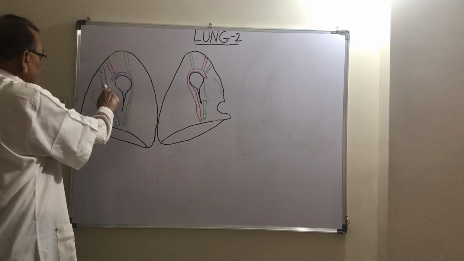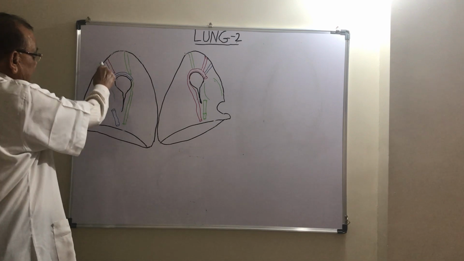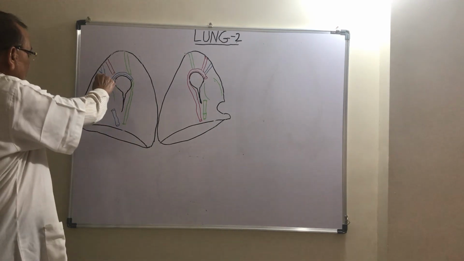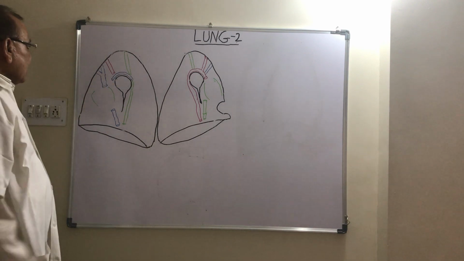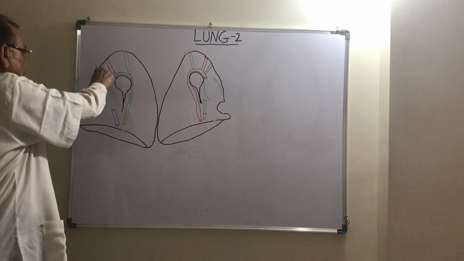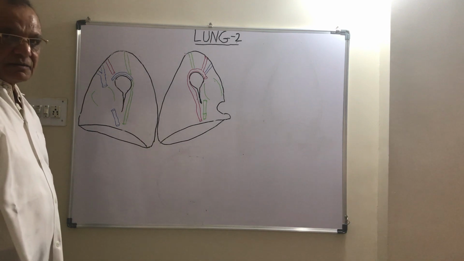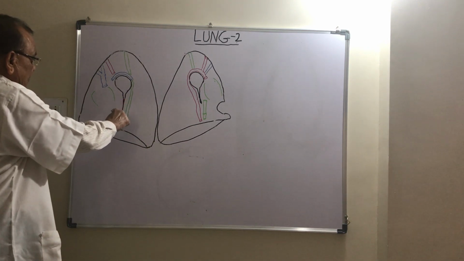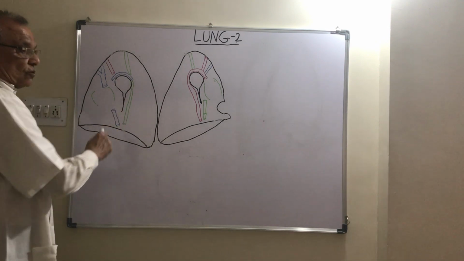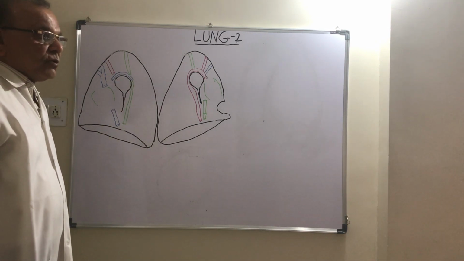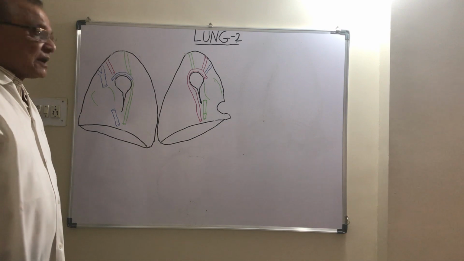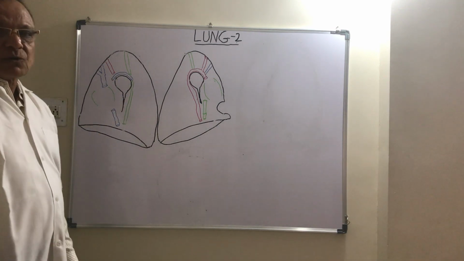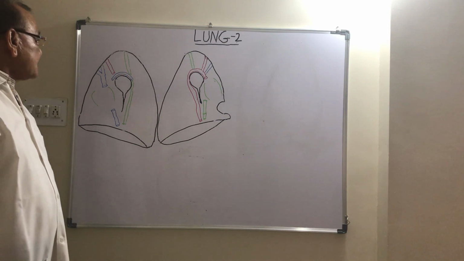In front of the hilus and above the cardiac impression, there is a vertical groove. The lower part of the vertical groove is related to the superior vena cava, and the upper part of the groove is related to the right brachiocephalic vein. Now, in front of the lower part of the pulmonary ligament, there is a vertical groove, and this vertical groove is produced by the inferior vena cava. Superior vena cava and inferior vena cava, both the veins, open into the right atrium of the heart.